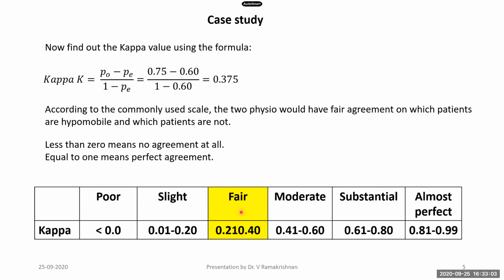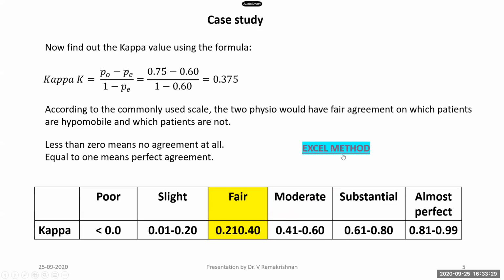Here, fair agreement. This is 0.375 lying here. Therefore, we say that physio 1 and physio 2 are in fair agreement as far as the hypomobility test is considered, right? Now, moderate 0.41 to 0.6, substantial 0.61 to 0.8, almost perfect 0.81 to 0.99. You can note this down so that we can test this in the Excel also, right?